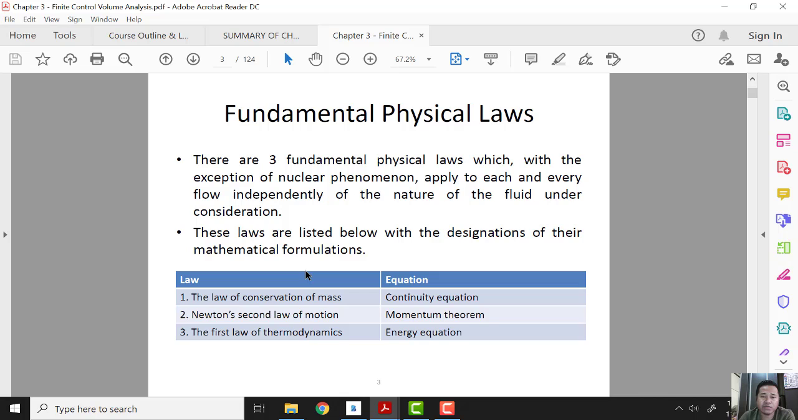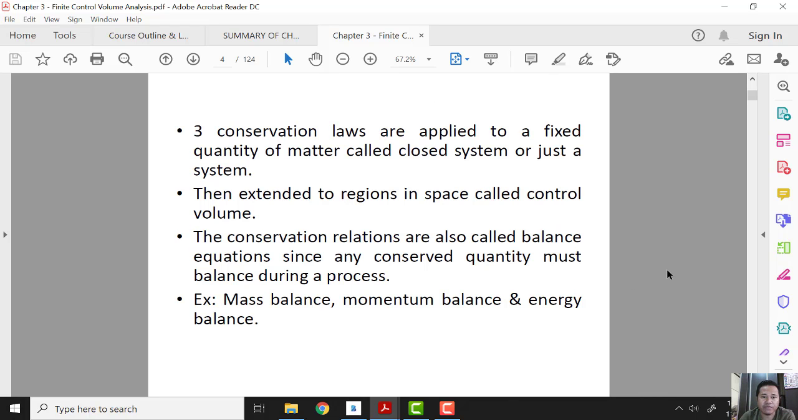In this finite control volume analysis, we will be learning about three laws. First is the law of conservation of mass, where we're looking at the continuity equation. Second is Newton's second law of motion, where we're looking at the momentum theorem. And lastly, the first law of thermodynamics, which is the energy equation. We have three laws.